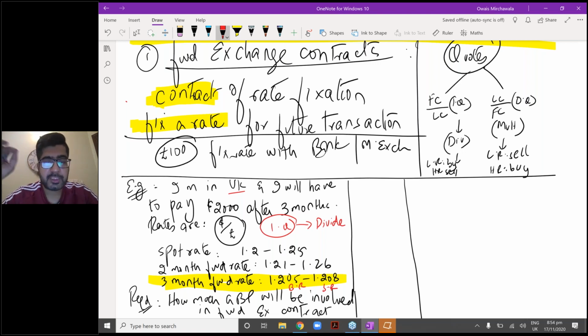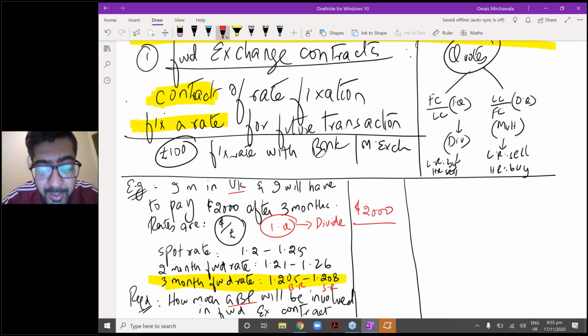Last step, just solve the answer. How much do you have to pay? $2,000. The question asks how much pounds will be involved. To convert it into pounds, multiply or divide? Divide. Now, if you have to pay someone, will you enter into a buying contract or selling contract? If I have to pay ACCA 100 pounds, I have to enter into a buying contract: buy 100 pounds from the bank and then pay. If you have to pay someone $1,000, you first buy from the bank and then pay. So in payment, you have to buy. So apply the buying rate 1.205. Okay, let's open the calculator.